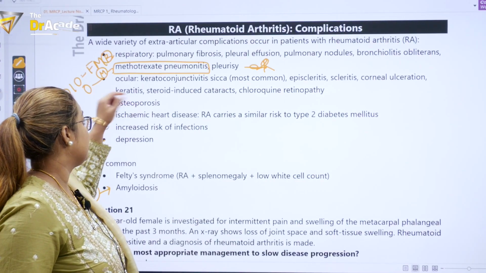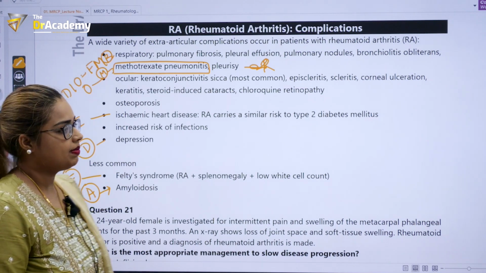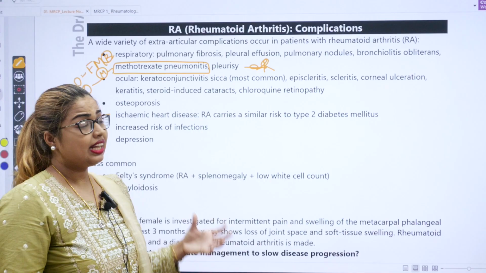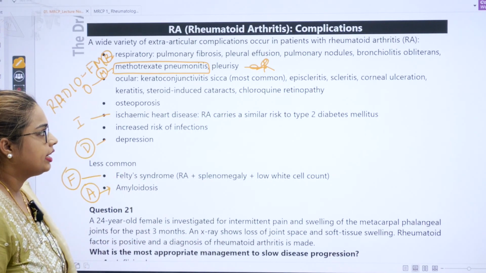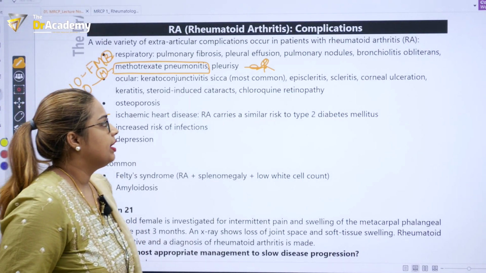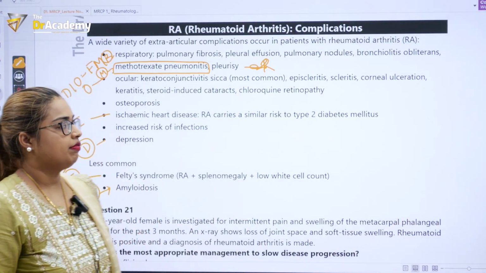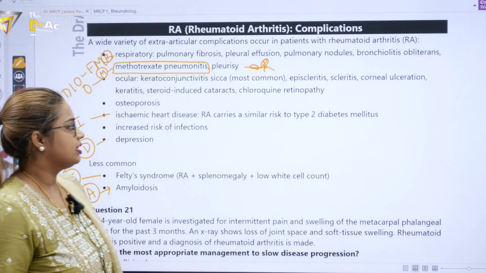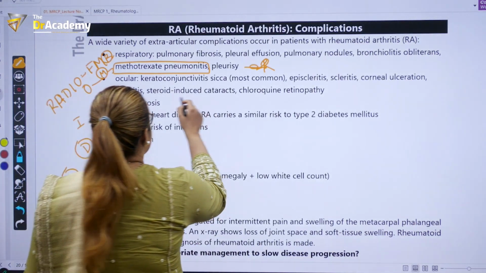And what will happen in the ocular complication? That is keratoconjunctivitis sicca, that is the dry conjunctiva, which is the most common ocular complication of rheumatoid arthritis, and also episcleritis and scleritis are very common complications. Scleritis is a painful inflammation of the sclera, and episcleritis is painless. The clinical features are mostly the same. And corneal ulceration, keratitis, steroid-induced cataract.